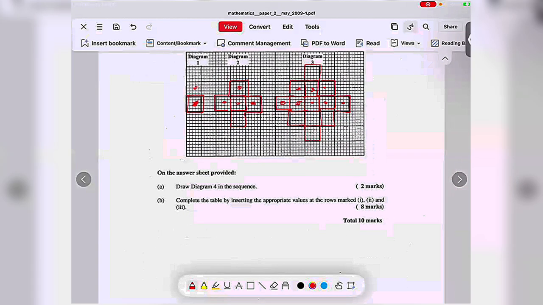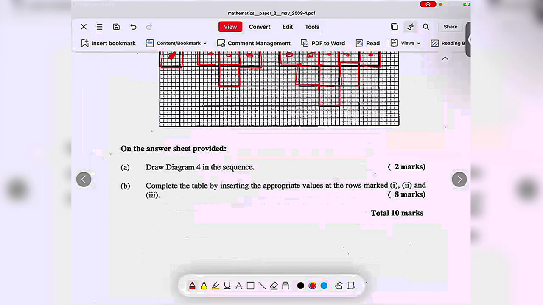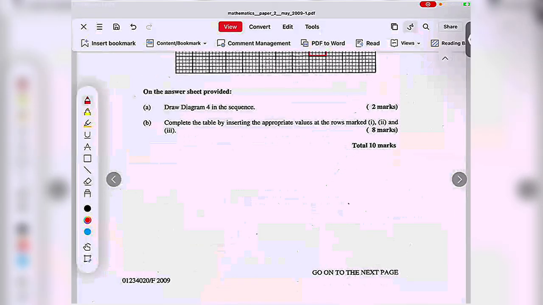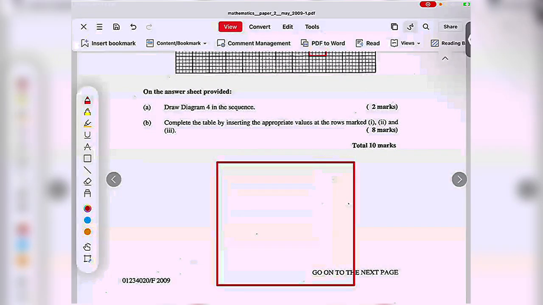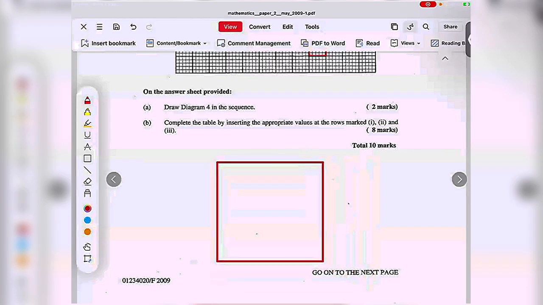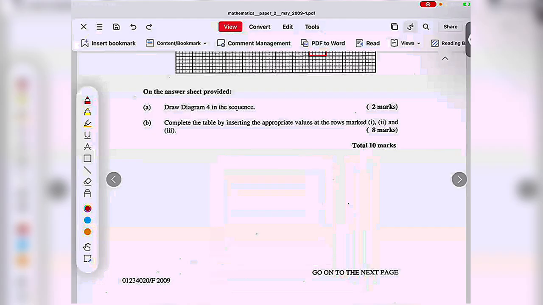All right, so what are they saying now? We should draw on the answer sheet provided, a diagram for the sequence, which you would have been given an answer sheet for. So we're going to make our own answer sheet here. We're going to just simply do this then.